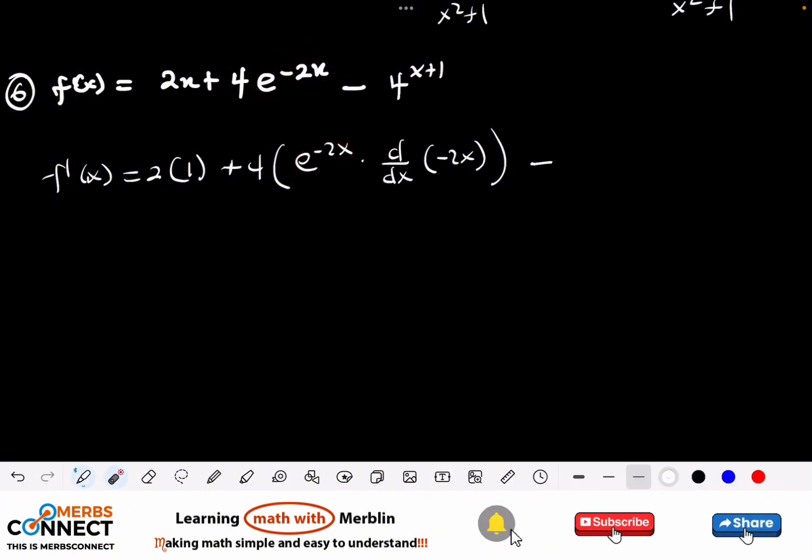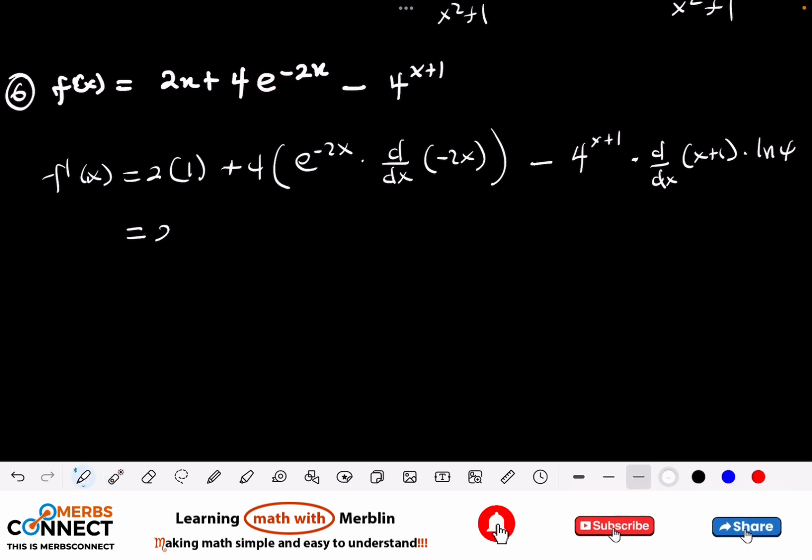Then minus. Now we learn how to differentiate this when the base is not e. You see that in this one the base is e. The base here is 4. So I'll maintain the function, then I'll take the derivative of the top, which is x plus 1, but I'm going to multiply it by ln of the base. So maintain the function, differentiate the top, take ln of the base. Here we are not concerned with the ln of the base, because ln of the base e is 1.